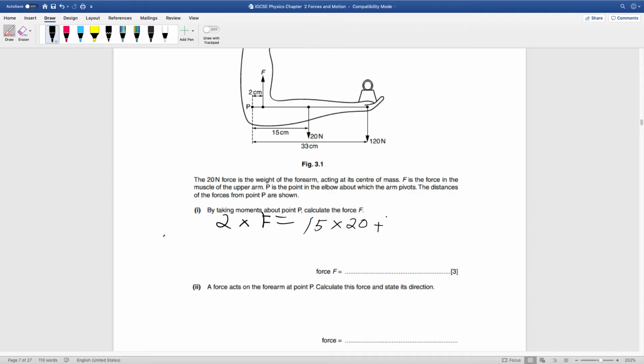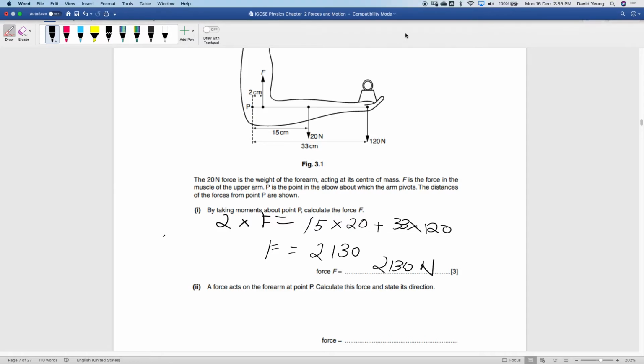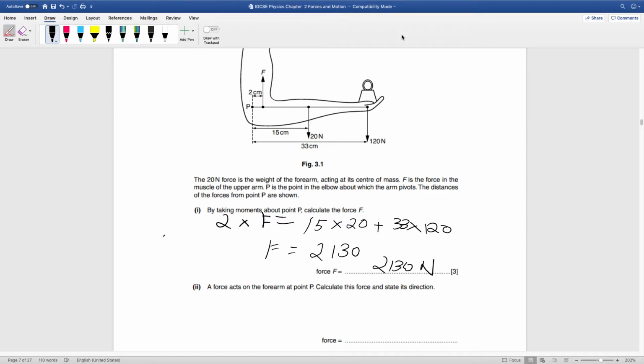Oh, I forgot one line. Remember to write: take clockwise equals to anti-clockwise, something like that. Wait, it's 15. This. What? Oh my God, it's so bad. My handwriting is not that bad.